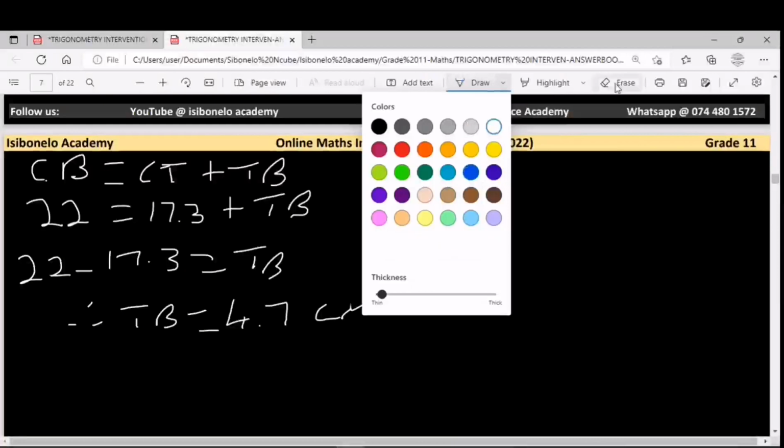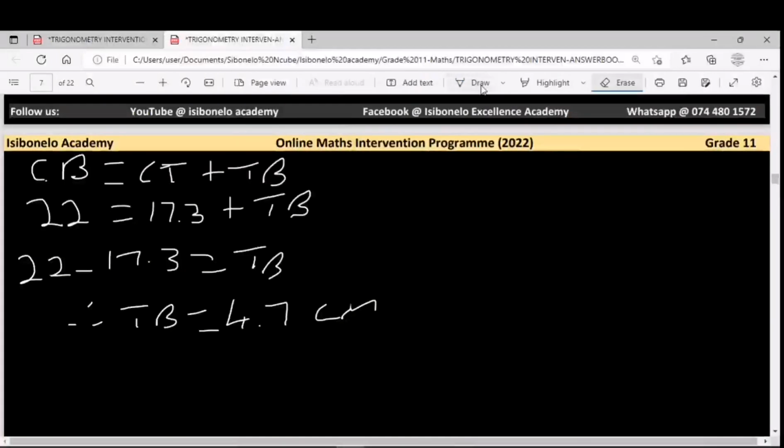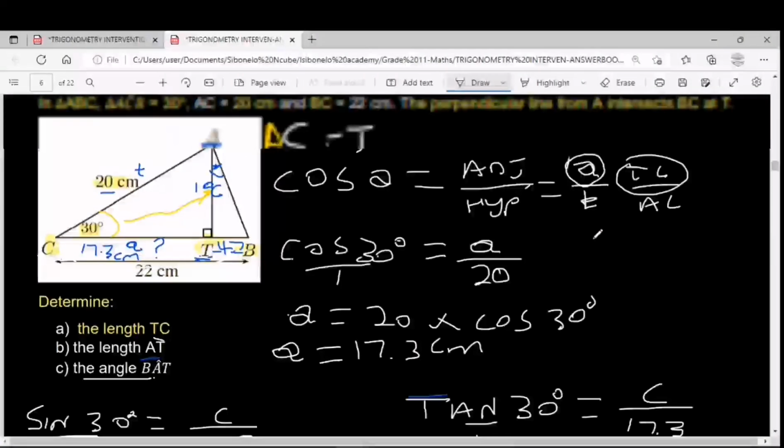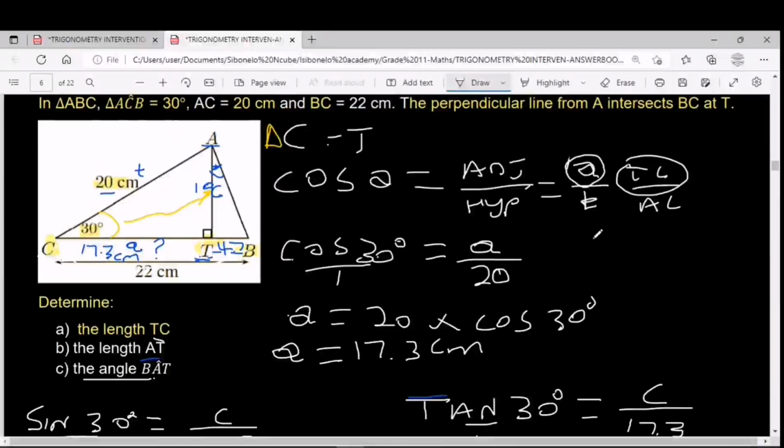So we are applying the tan function. So tan A equals opposite over adjacent. So tan A is equal to the opposite side. Opposite side how many centimeters? 4.7.